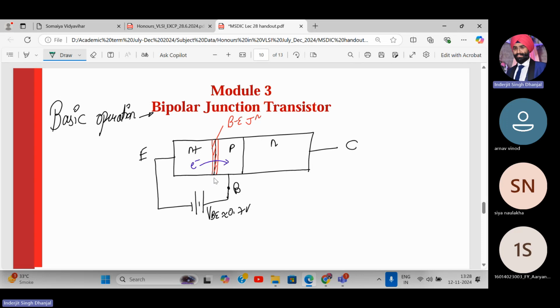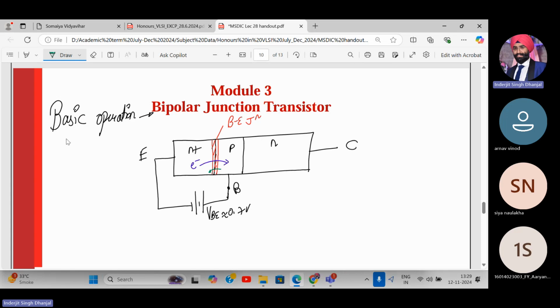Where are the holes over here? Holes are also injected into the emitter by the base. So there is a small quantity of holes which are injected back to the emitter terminal. But the numbers are much smaller because of the relative values of NA and ND. I've told you the minority and majority carrier concept. So if ND is around 10 to the 16, what is the minority carrier concentration given by? Anyone can tell me? Minority carrier, this is ND.